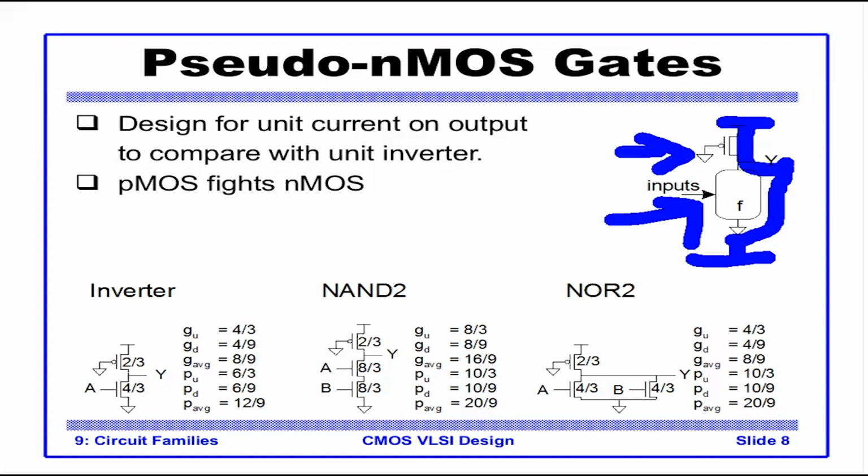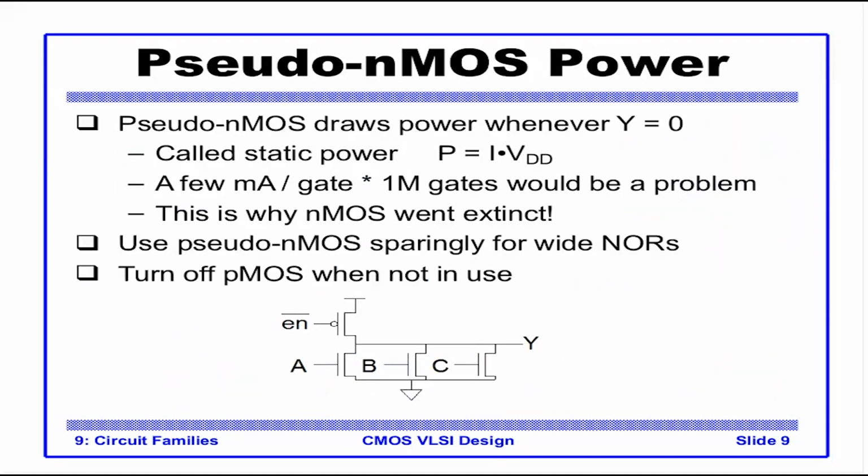Compare it with a CMOS, where there is almost no power consumption, almost no current, just very small leakage current, whenever Y is either 0 or 1. But in this case, it is not so. In this case, it draws power whenever Y is 0. This is static power, P is equal to I times VDD.